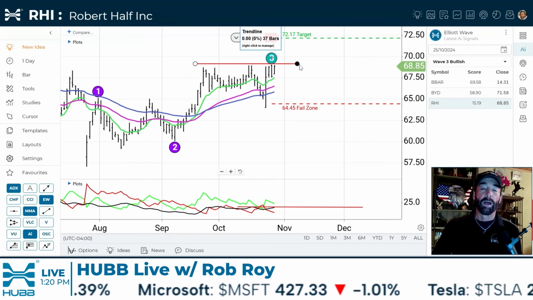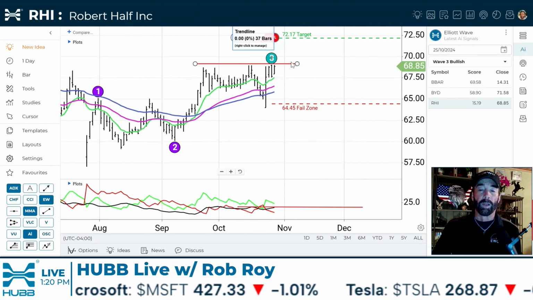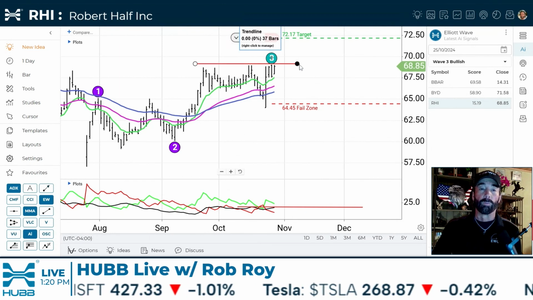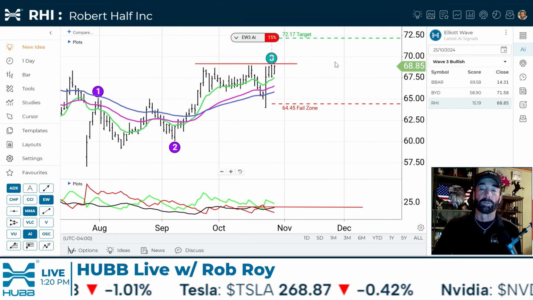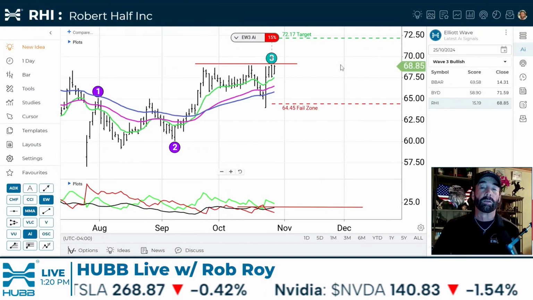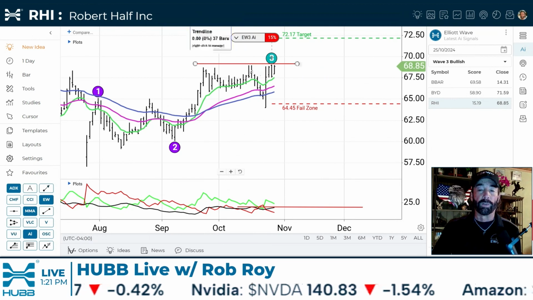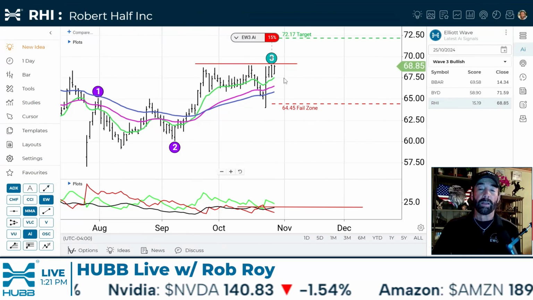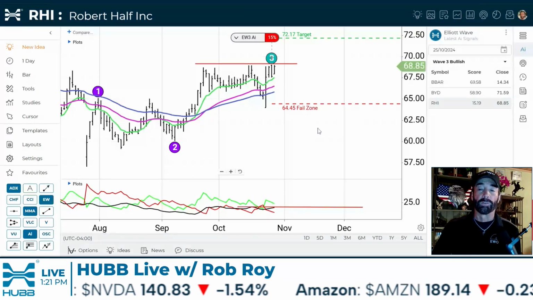So your stop here would be pretty quick. It would be not too far from where we are right now. So if we broke to 70, I would think you would exit that as a stop. You would want to see this resistance hold, I would think, and turn and reverse back to the downside.